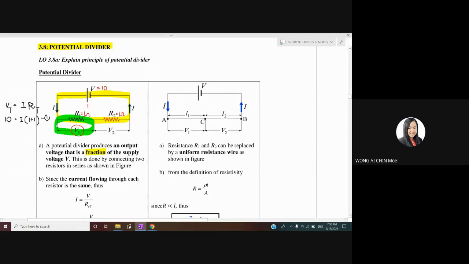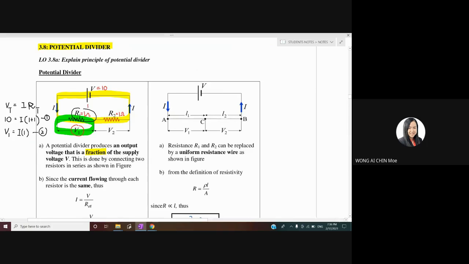The second equation comes from the green loop, the smaller loop. V1, the value that we want to find, equals IR. Since you want to find V1, you must take R1, which is equal to 1 ohm. So this is our second equation.